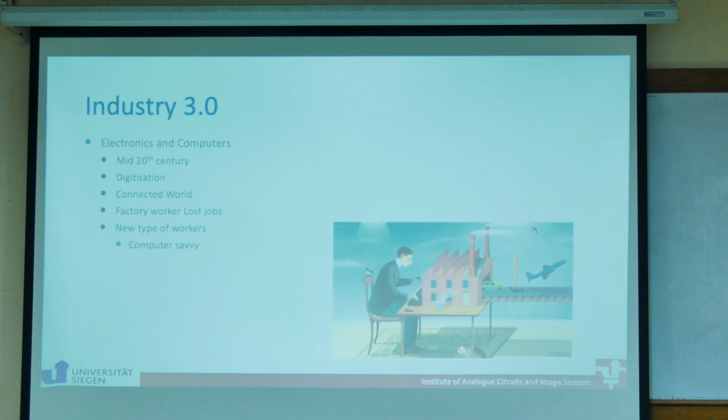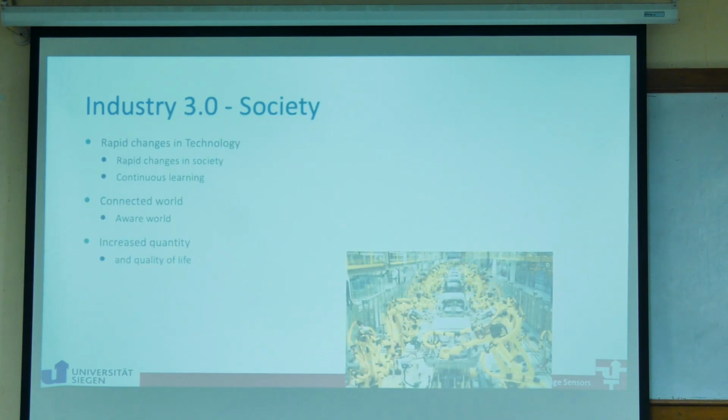The factory workers start losing their jobs because the factories start becoming automated. A normal car production factory will have far fewer people working now than it had roughly a year ago. And we start getting a new type of worker, workers who work on computers. Now what happens to society? We had rapid changes in technology.